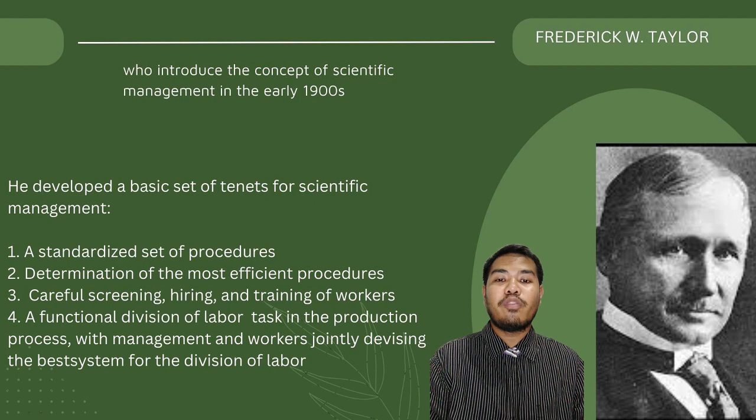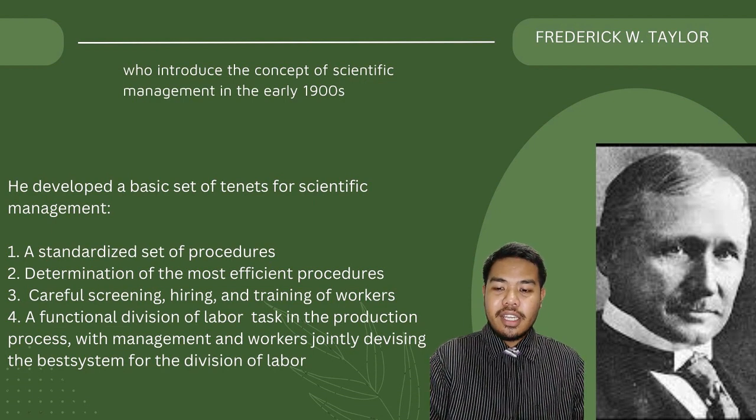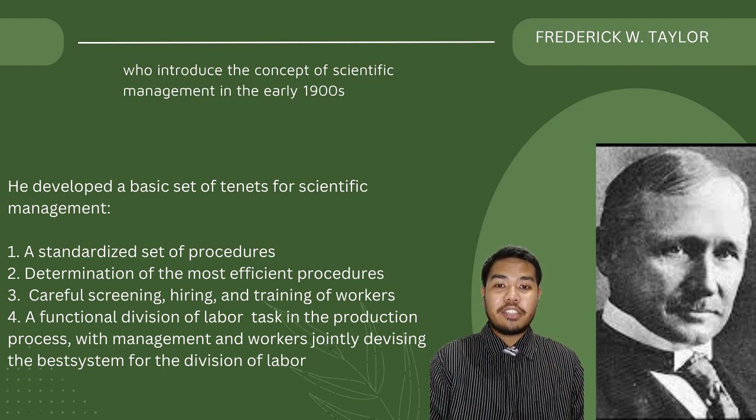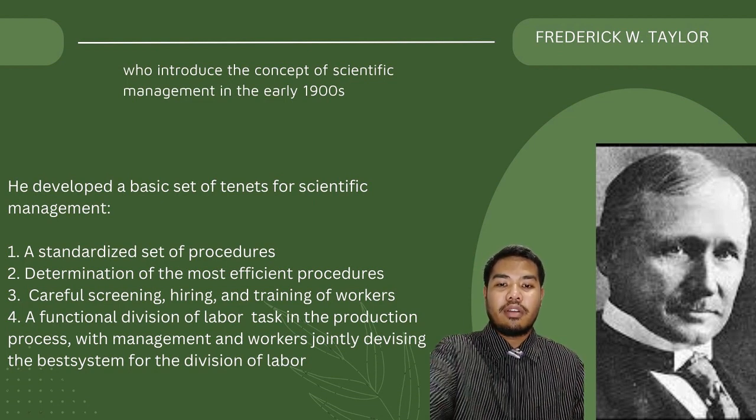At this point, let's move on with the concept of scientific management in the early 1900s by Frederick W. Taylor. He developed the basic set of tenets for scientific management. First, we have standardized setup of procedures. Second, determination of the most efficient procedures. Third, careful screening, hiring and training of workers. Fourth, we have a functional division of labor tasks in the production process, with management and workers jointly devising the system for a division of labor.